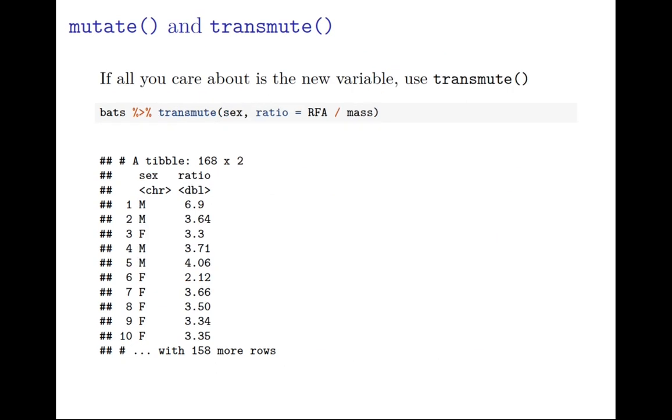And say you want to create a new data set where all you care about is this new variable, because you have so many columns in your data that you only want these new ones that are actually important. You can use the transmute function, and that gives you simply just the ratio.